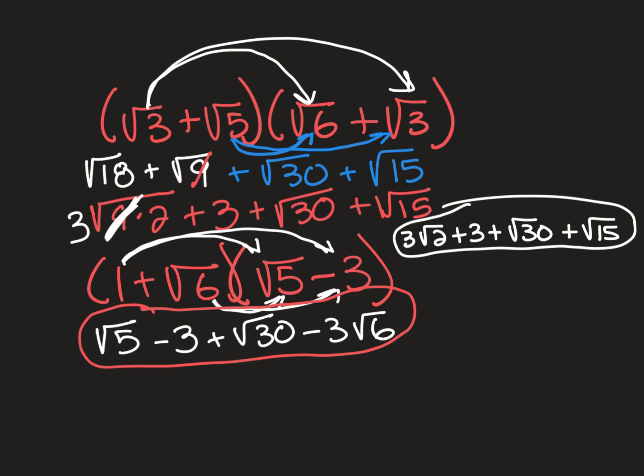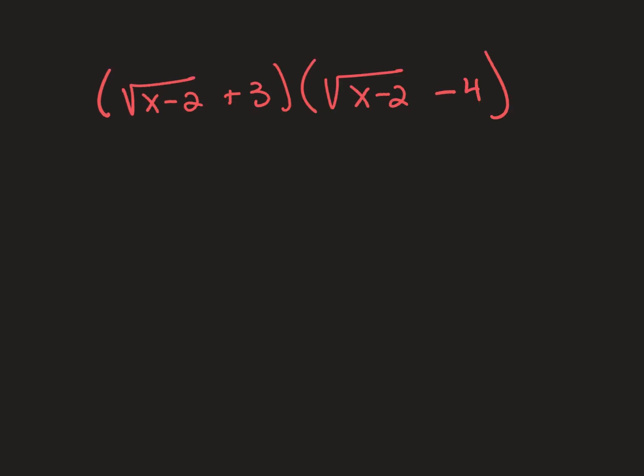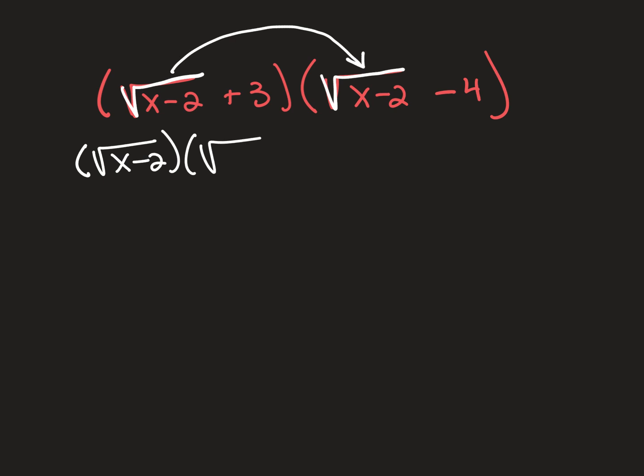Let's look at one more problem just so you can see they look different, but it's all the same. So here, the square root of x minus 2 is one singular term. Okay, so when I FOIL or distribute, that whole thing is getting multiplied. So whenever you have the same exact radical being multiplied by the same exact radical, the radicals actually cancel and you're just left with x minus 2.